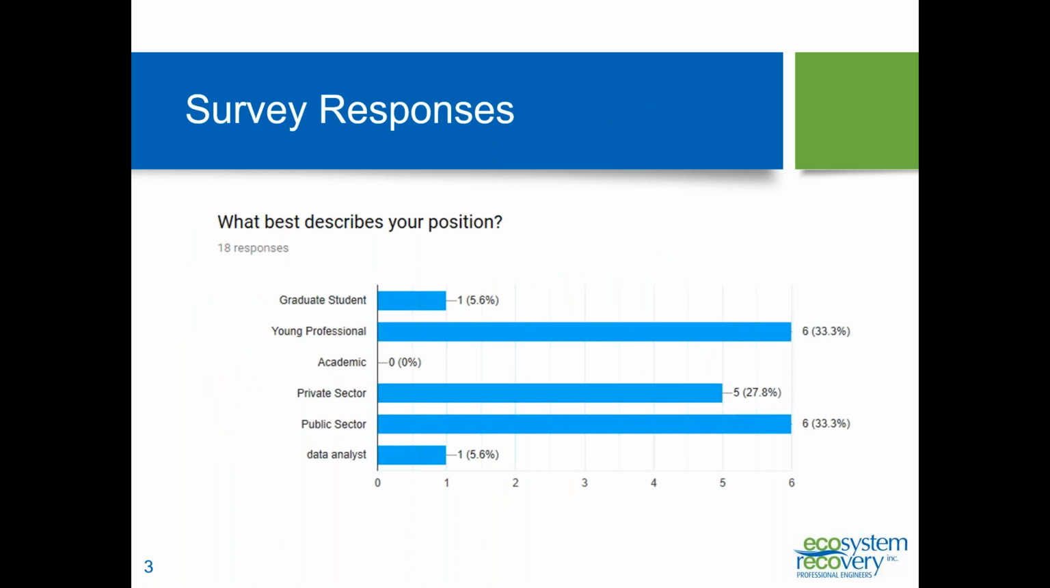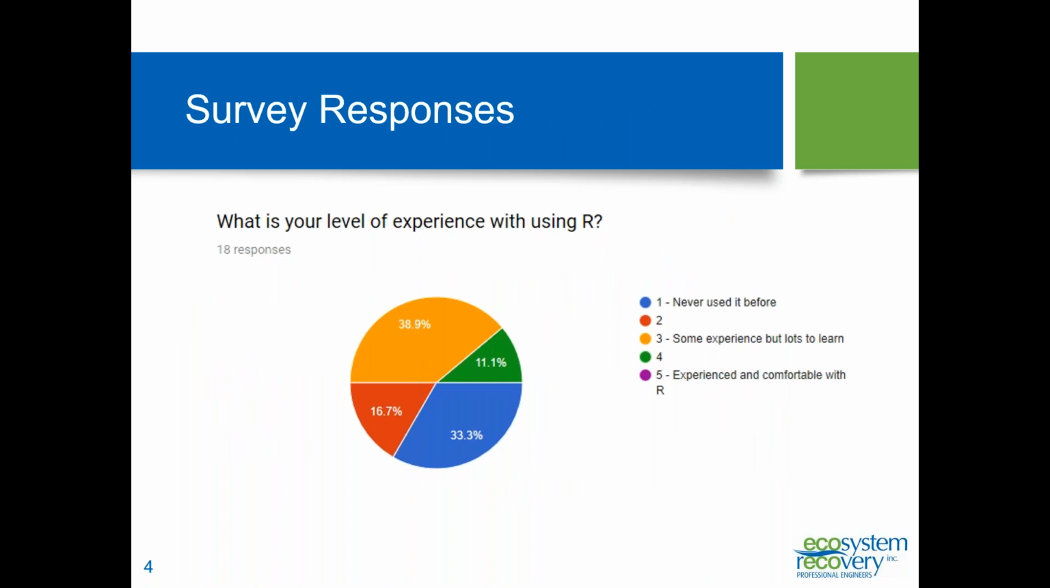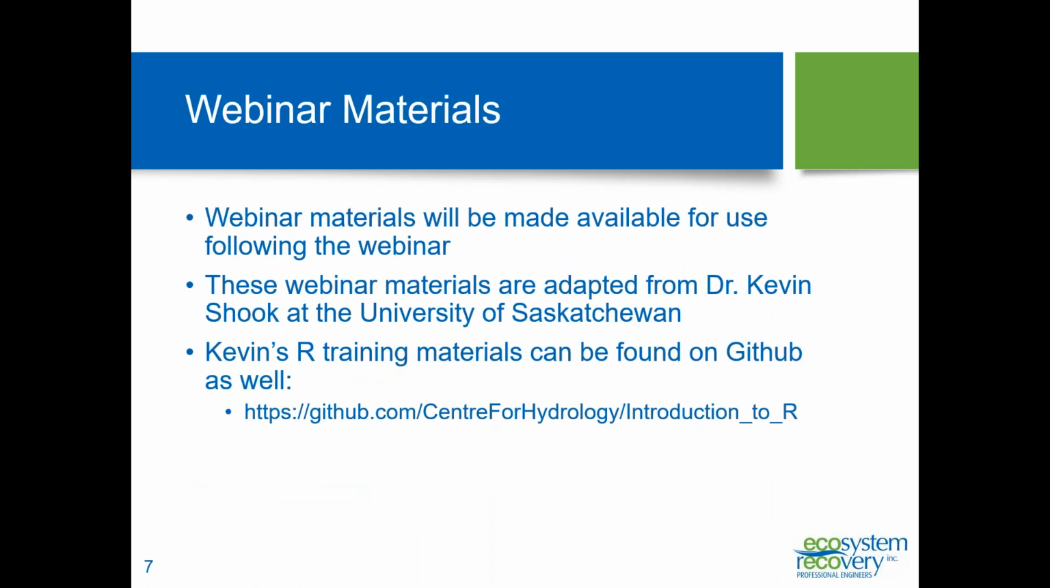So the breakup is a good split between young professionals, private sector, and public sector, and a good split between level 1 to 4 sort of experience with R. So that's good. All right, carrying on.